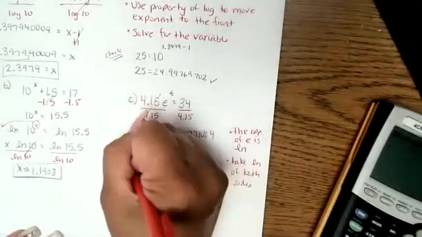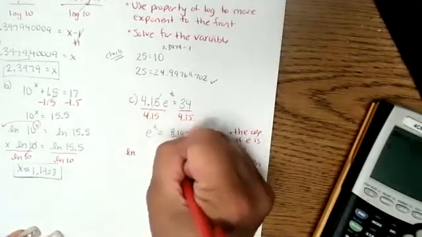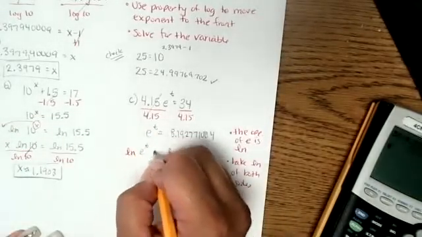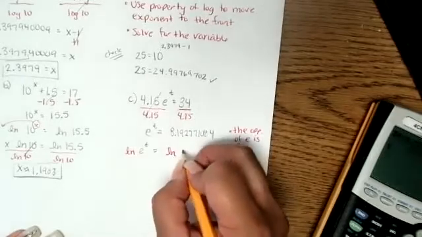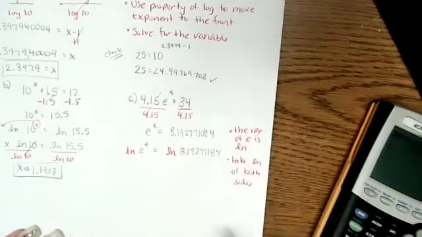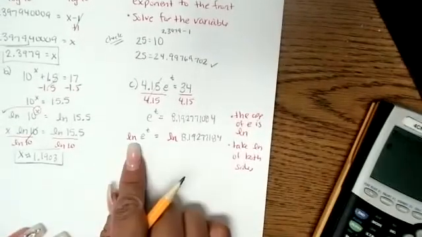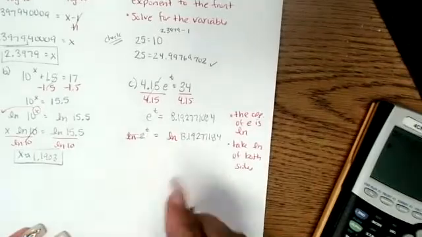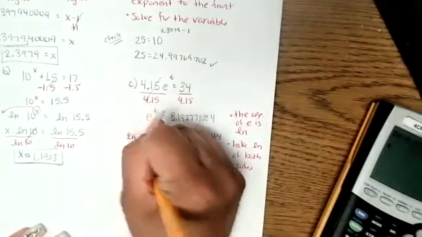So I'm going to take the natural log on the left side, and I'm going to take the natural log on the right side. On the left side, I have natural log of e to the t. On the right side, I have natural log of 8.192771084. Natural log and e cancel each other out, and then you're just left with the exponent, which is t.